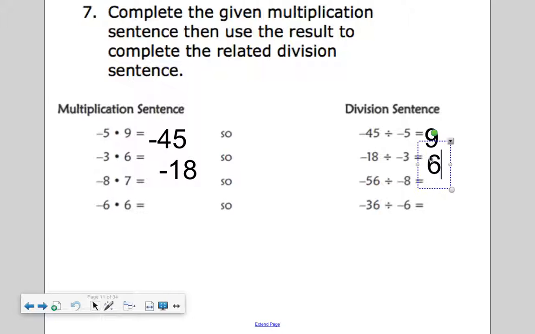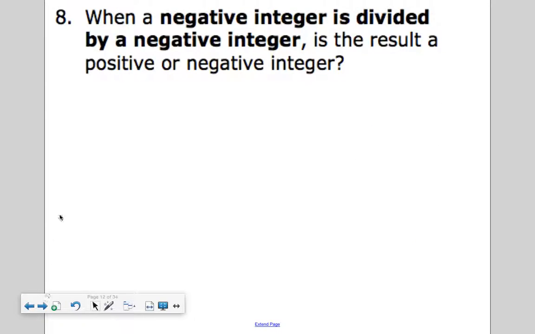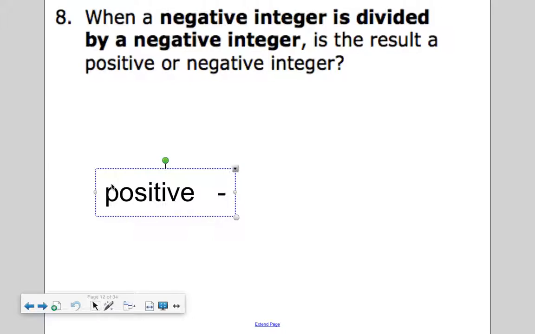Again, opposite of a negative is positive. What's the opposite of 8 times 7? Negative 56. So negative 56 divided by negative 8 would be 7. What's the opposite of 6 times 6? Negative 36. So negative 36 divided by negative 6, opposite of a negative is positive, so it would be 6. When a negative is divided by a negative, the answer would be positive. Why, you may say? Opposite of a negative equals positive.